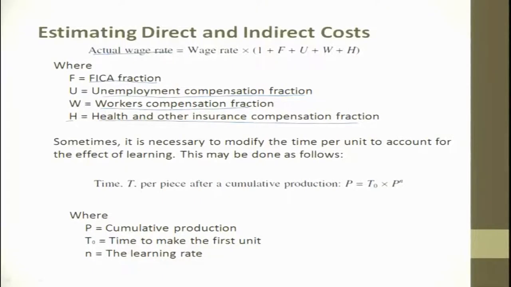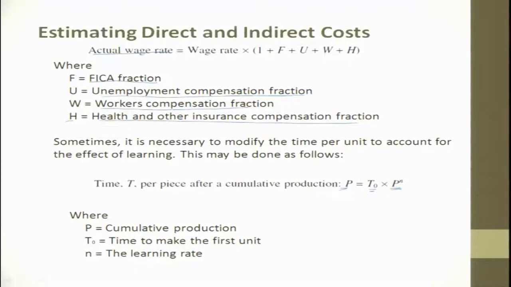Sometimes it is necessary to modify the time per unit to account for the effect of learning. This may be written as time T per piece after cumulative production P equal to T naught into P to the power n. P is the cumulative production, T naught is the time taken for the first unit, and n is the learning rate.